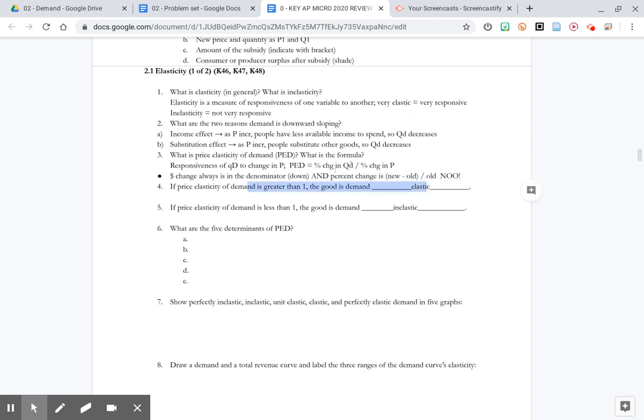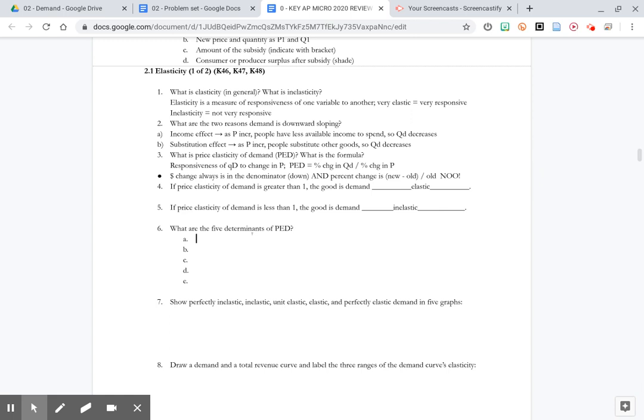Now, on the other hand, if the percent change in quantity demanded was only 10% and the percent change in price was 100%, the price changed a lot, but the QD didn't, then it's not very responsive, so it's inelastic. Now, there are 5 determinants of PED.